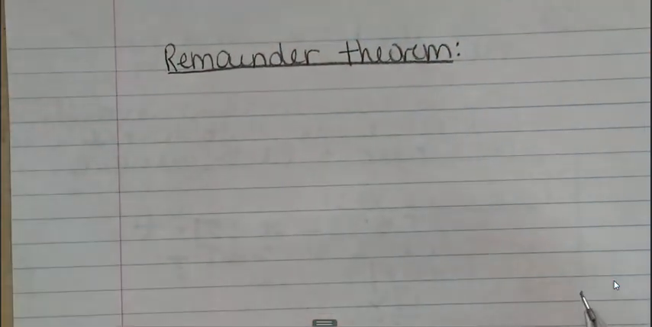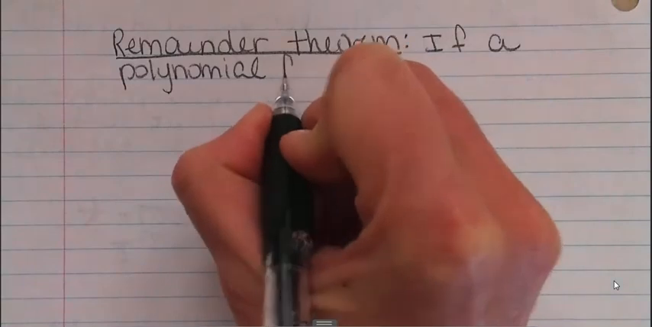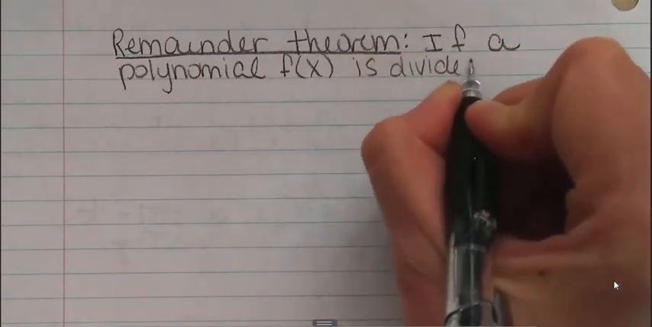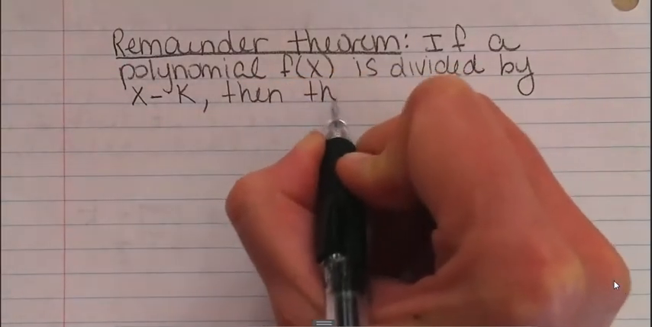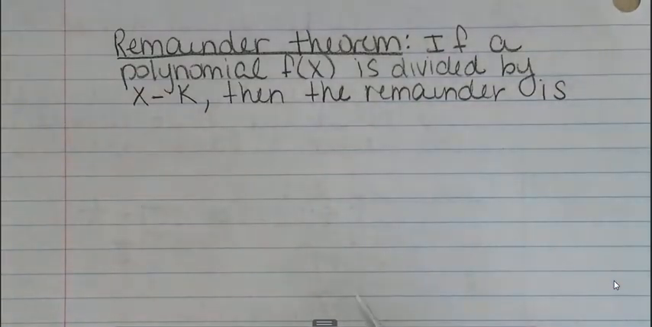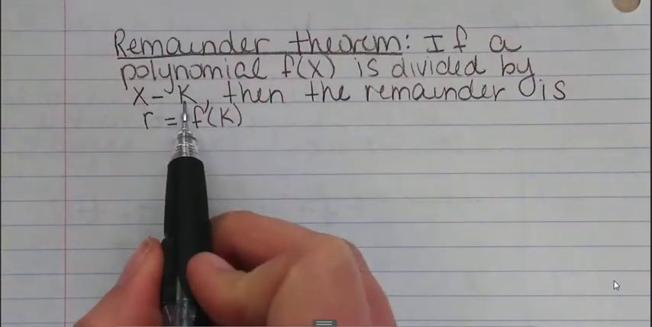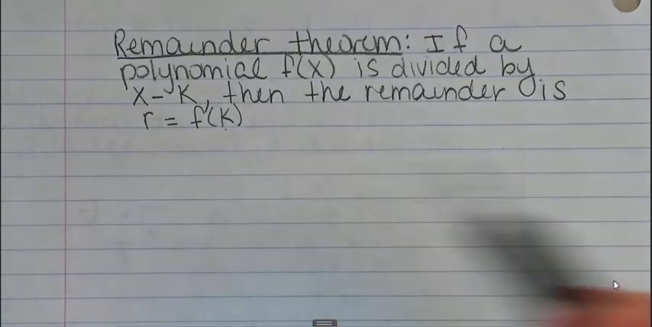So I'm going to give you the formal definition, and then I'll explain it to you. So if a polynomial, we'll call our polynomial f of x, is divided by some binomial, and that binomial we're going to call x minus k, then the remainder, and your remainder, we'll let that be r, equals f of k, which means you can actually just take this k, plug it in, do synthetic substitution, and your remainder will be that very last, whatever you're left with, okay?